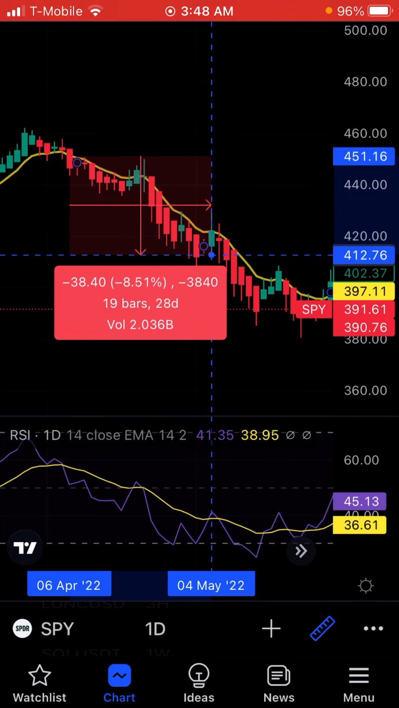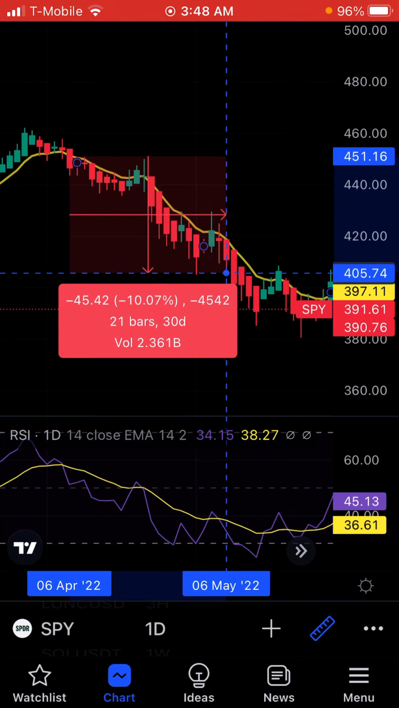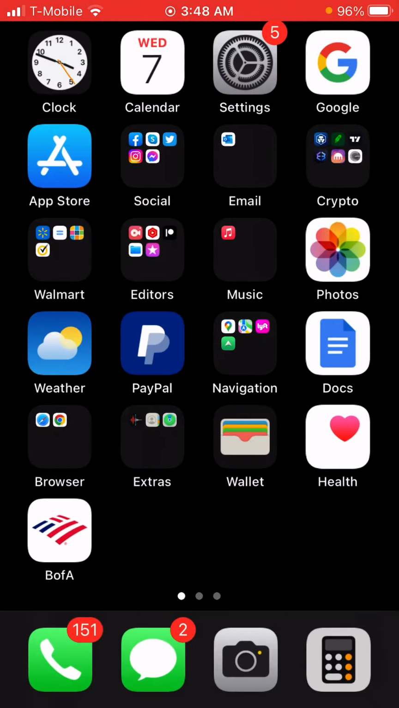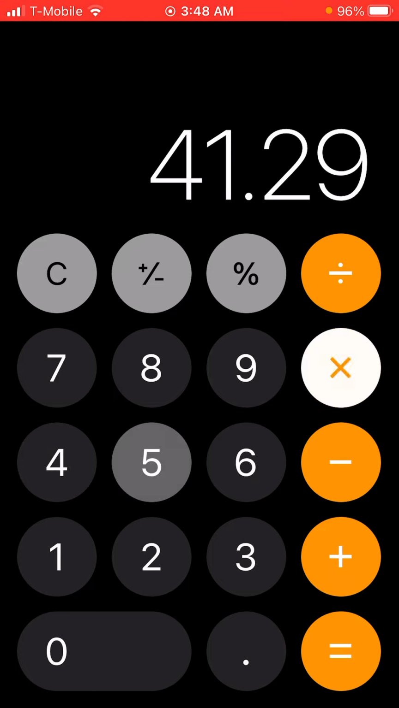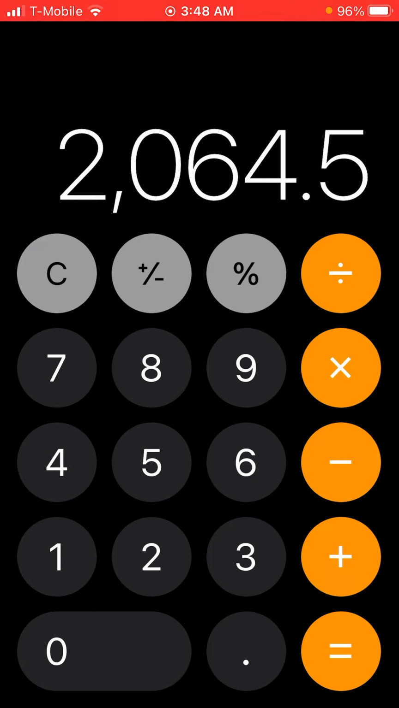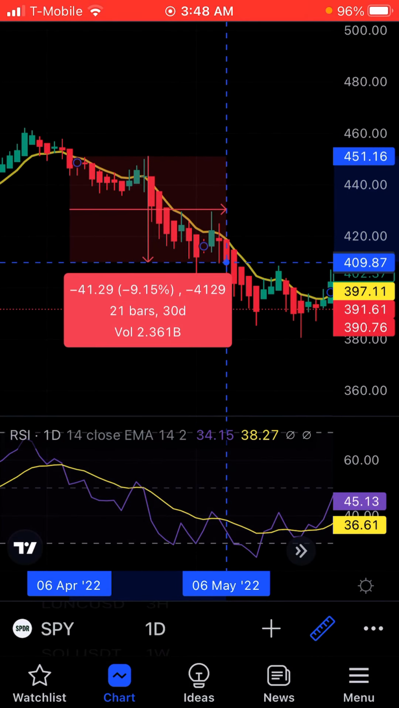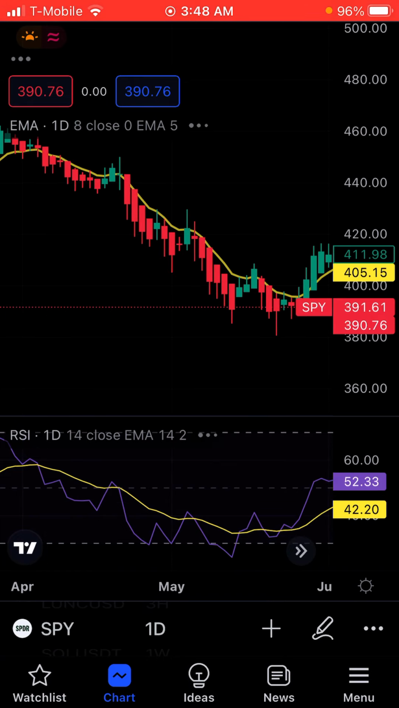So if you did a 28, 30, here's 30 days. 30 days, 41.29. 41.29 times 50. Another $2,000. $2,000 in 30 days. Catching that. So that's why I do this strategy.